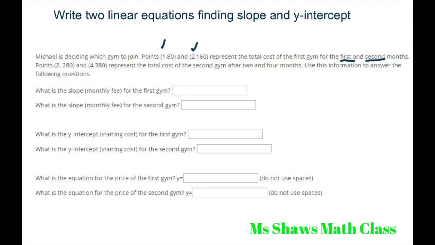And then points (2, 280) and (4, 380) represent the total cost of the second gym after 2 and 4 months. That's where the 2 and 4 come from. Use this information to answer the following questions. So we're going to find the slope, the y-intercept, and find the equations. And then we're going to determine if there's ever a time where the costs are equal. So we'll get started here.